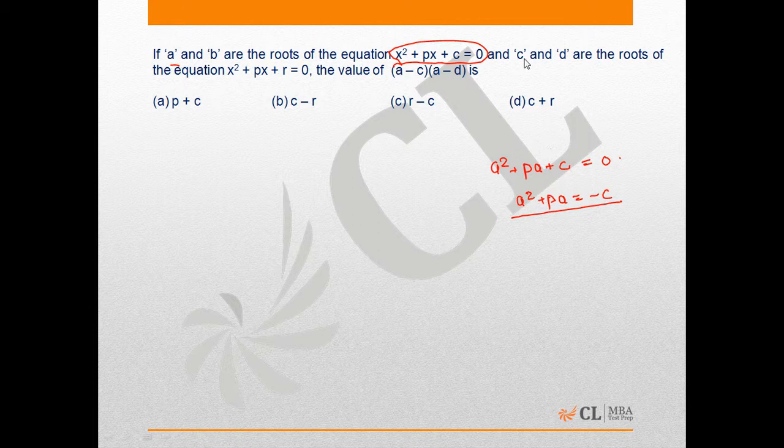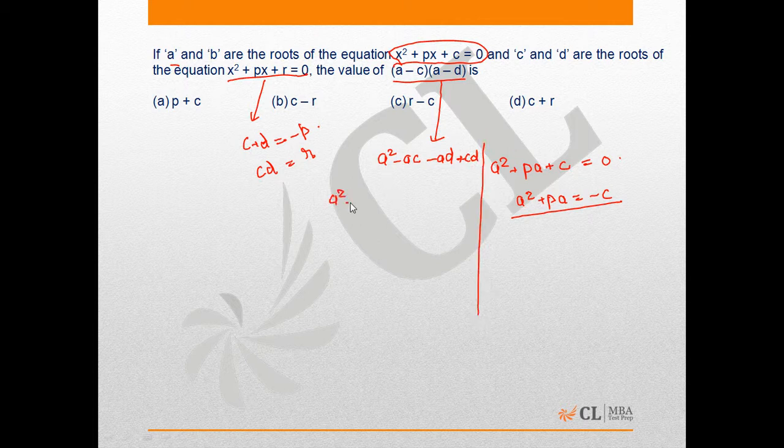Okay. And c and d are the roots of the equation x square plus px plus r. So can I say c plus d should be minus p, and c into d should be r. I want the value of (a minus c) into (a minus d). If we simplify this, this is a square minus ac minus ad plus cd. This is the value you need to calculate.